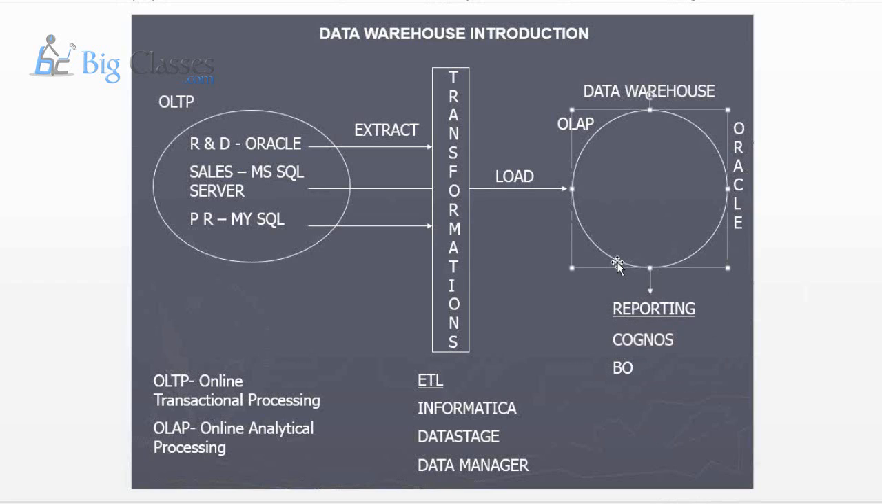Before going into Cognos, let me explain something here. This source system is called an OLTP system. The target data warehouse is called OLAP. OLTP is online transactional processing, OLAP is online analytical processing. Then how do these two differ?